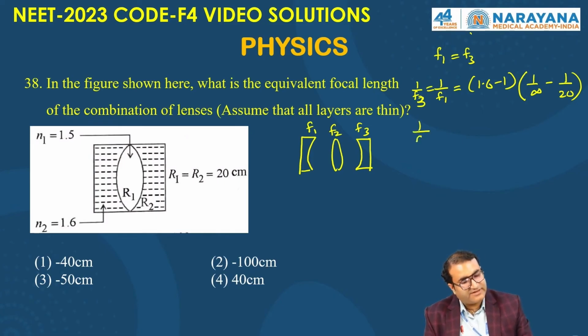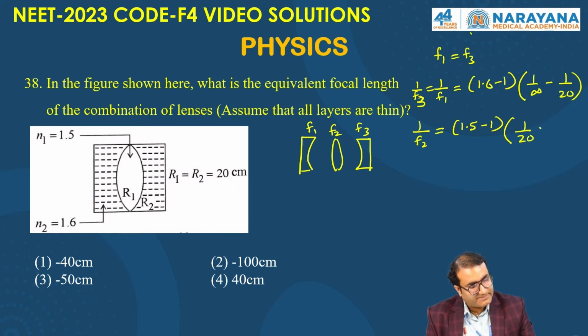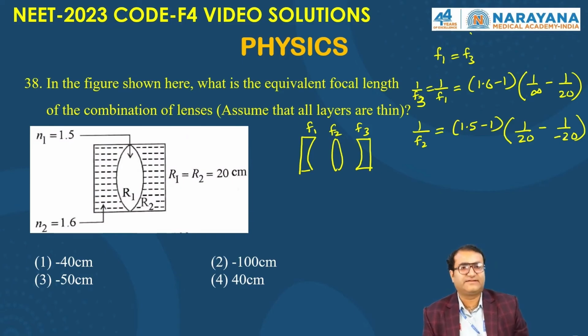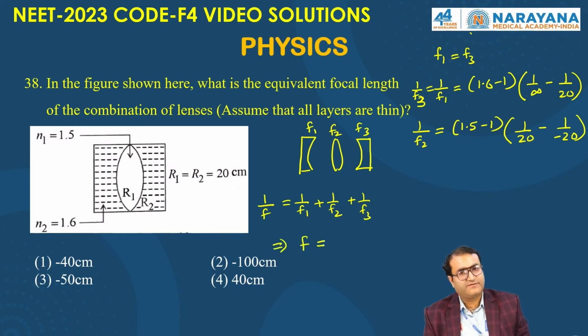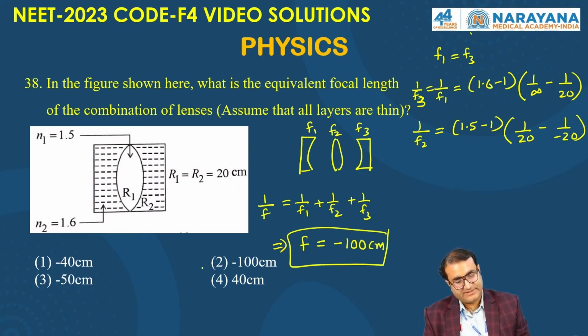1 by f2 you can write as 1.5 minus 1, into 1 by 20 minus 1 by minus 20. The first radius is positive, the second is negative. Finally, we can write 1 by f as 1 by f1 plus 1 by f2 plus 1 by f3. Putting all the values, we get focal length equal to minus 100 centimeter. I'll go with the second option here. Next slide.